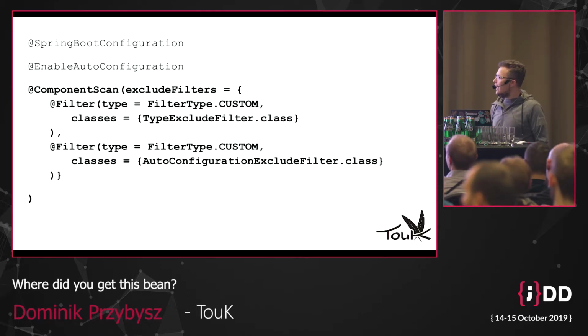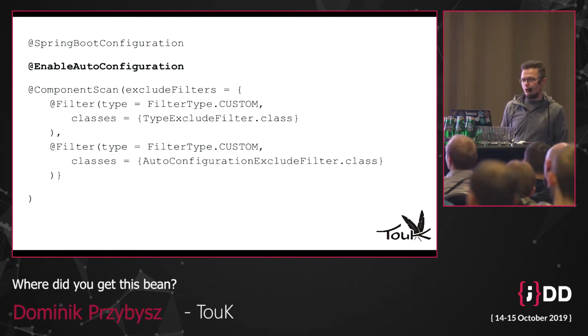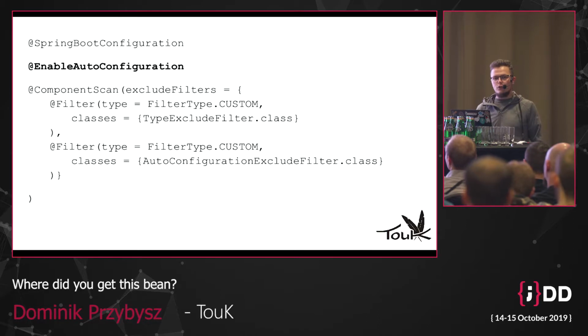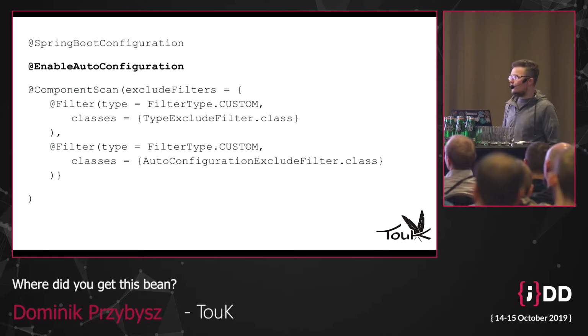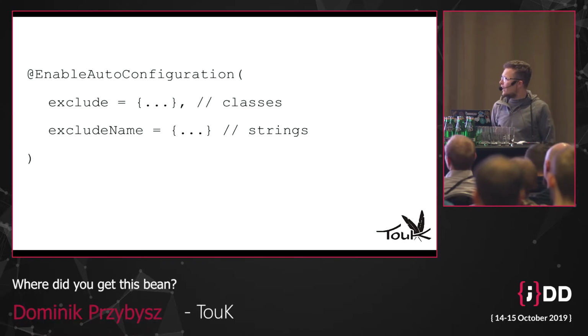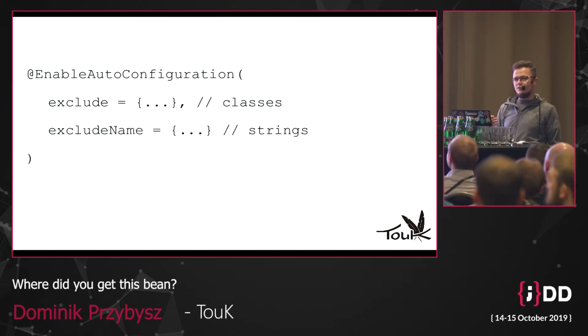And we also have the place where the Spring magic occurs, and this is enable auto configuration, and the whole auto configuration mechanism. Enable auto configuration has parameters. For example, we can exclude something, and now we see the parameters to which Spring Boot application passes its arguments, and these are the excludes of the auto configurations from our applications.